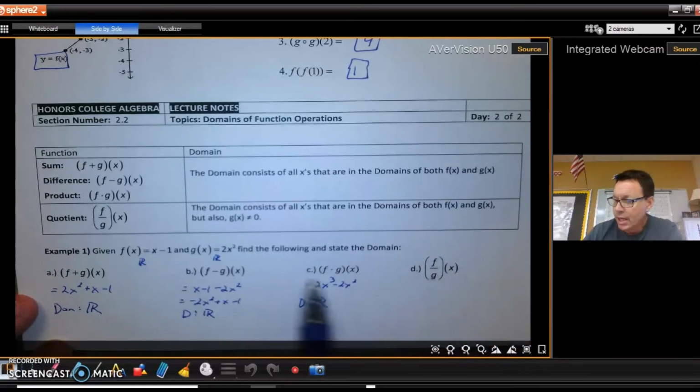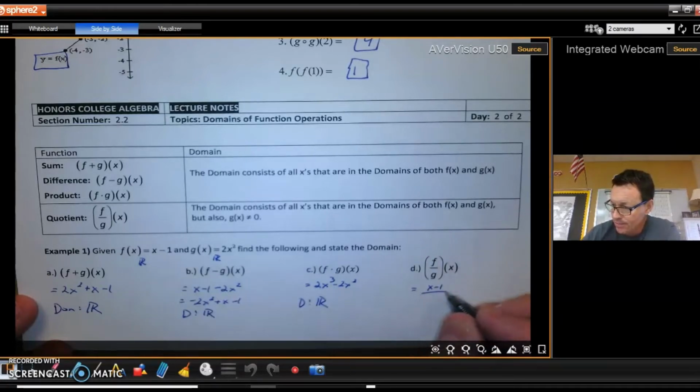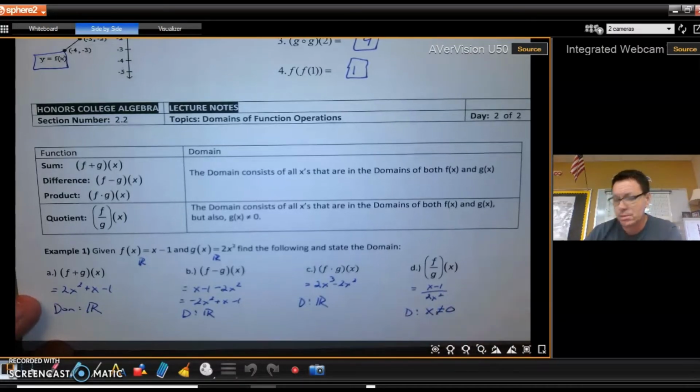So on this one, I've got function f being divided by function g. So function f, x minus 1, function g, 2x squared, and that's it. That's all I can do with that. But now I have an issue with the domain. Now I have a fraction, so I need to make sure that I don't plug in anything that would give me a 0 in the denominator. And if you look at this, the only thing that would do that would actually be a 0. So if you plug a 0 in, it's going to make this whole denominator 0, and then the world's going to implode on us. So the domain is going to be all real numbers except x cannot equal 0.